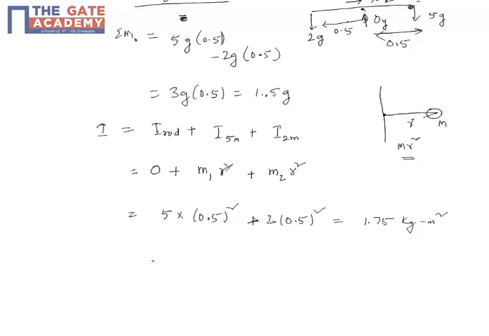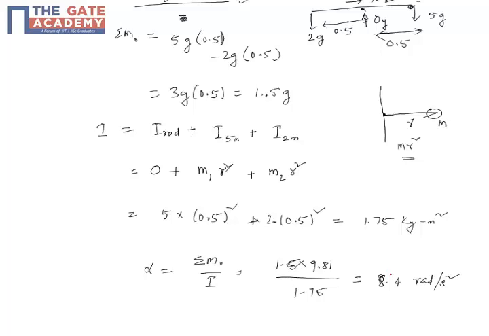Once I get I, I use this rotational mechanics equation. Alpha is sigma M naught by I, and sigma M naught is 1.5 into 9.8, divided by I, which is 1.75. Once you calculate this, you get 8.4 radians per second square. That is the unit of angular acceleration. So the answer is 8.4 radians per second square.